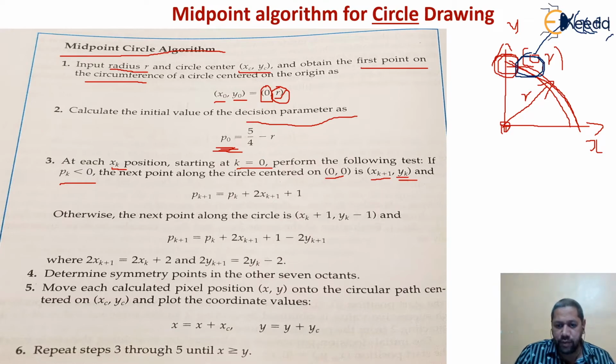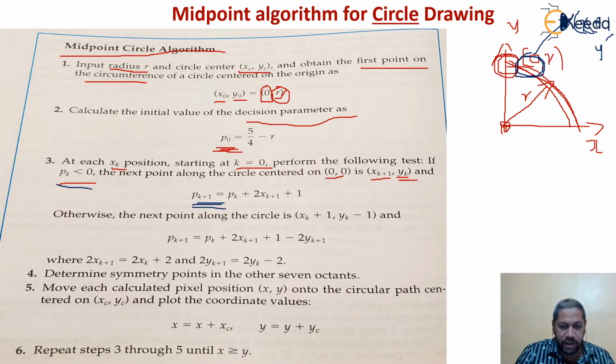Okay, and whether the y value has changed? No, the y value will remain as it is, because here the y value is the same and x is incremented. When that is the case, p of k is less than 0, and p of k plus 1 is equal to p of k plus... again I will recalculate the p value, or the decision parameter.